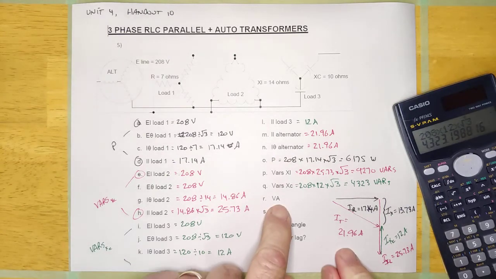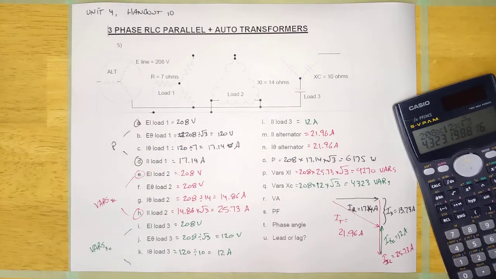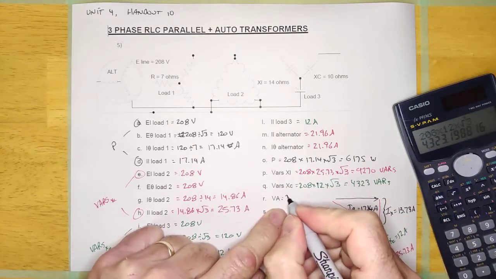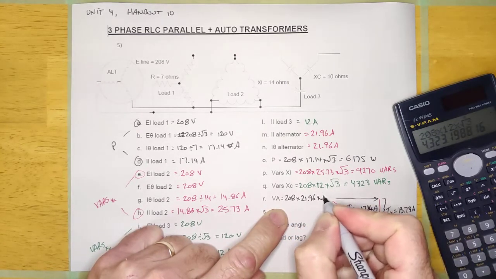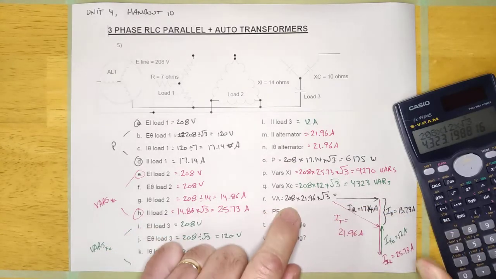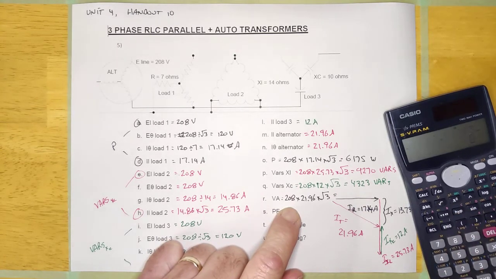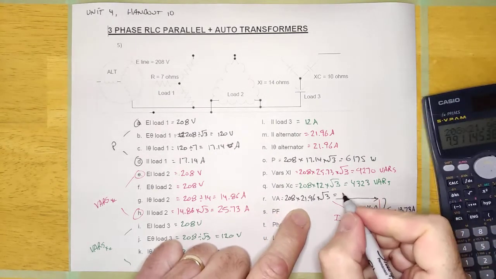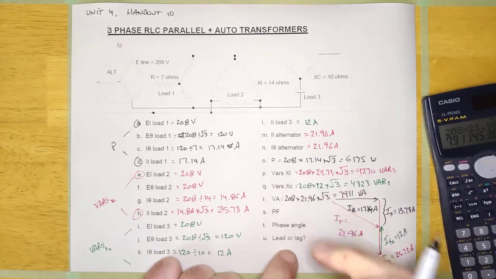We're going to calculate the VA next, and that is going to be E-line total times I-line total times root 3. I'm running out of room here, but let's see if we can fit it in. It's 208 times 21.96 times root 3. Okay, guys? So let's try that. 208 times 21.96 times root 3. Looks like the total VA for the circuit is 7911. Okay, 7911 VA for the whole circuit.